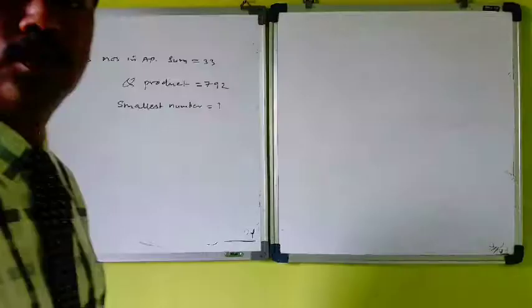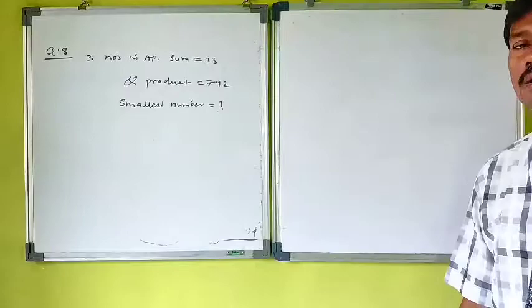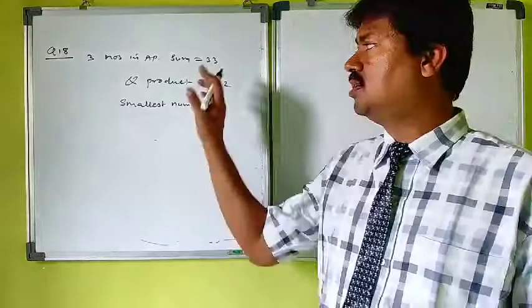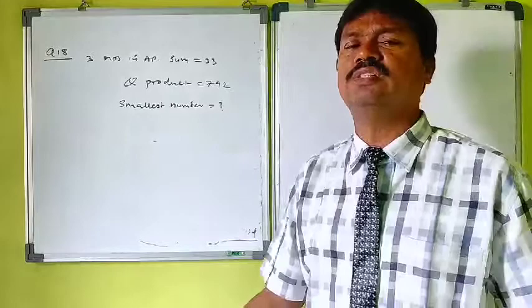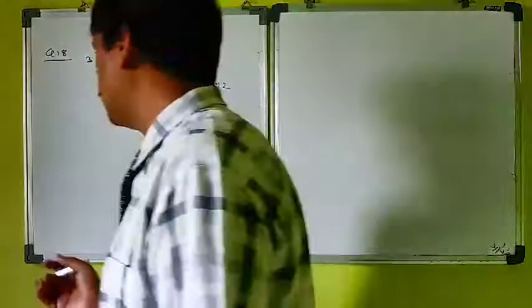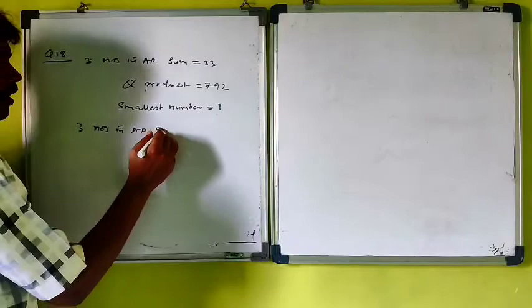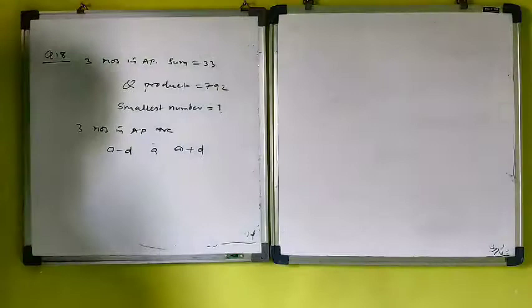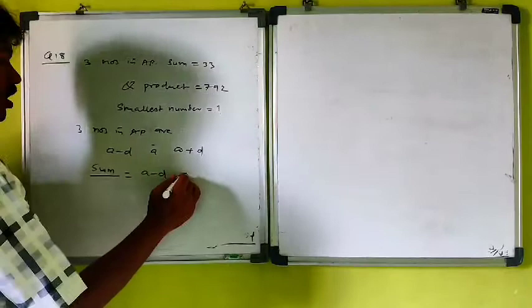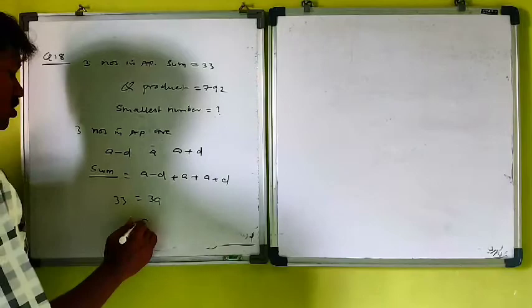Yes, the next question, number 18 here. Three numbers are in AP, it is mentioned. The sum of the three numbers is 33 and the product is 792. You have to find the smallest number. So we already know from the 10th standard how to assume three numbers in AP. Let me assume the three numbers in AP are a minus d, a, a plus d. Assume them. And then the sum of these three numbers is a minus d, a, a plus d, which is nothing but 3a. It is given as 33, so the value of a will be 11 here. So a is equal to 11.